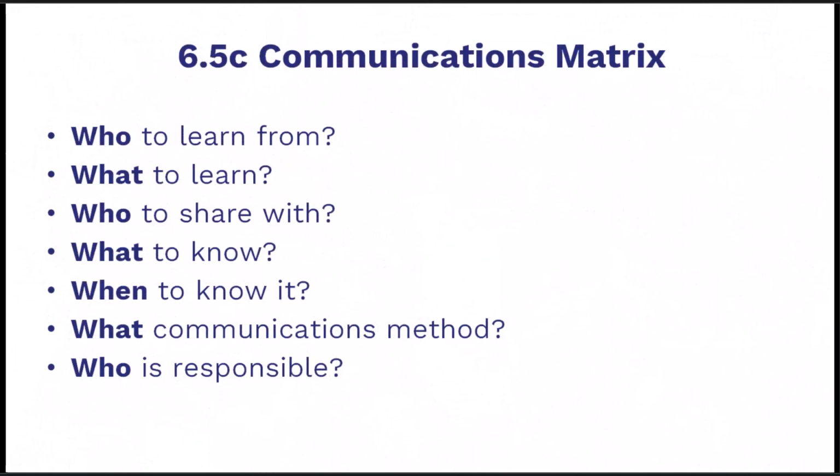Communications matrix. A communications matrix turns messaging into a deliberate plan. It names the source, who we learn from, and the content, what to gather or share, so information flows predictably instead of ad hoc. It also fixes audience, timing, and method. Who must know, when they need it, and through which channel. Finally, it assigns an owner responsible for updates and keeping the plan accurate.